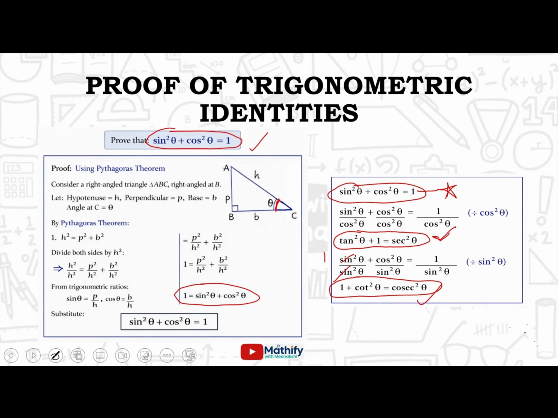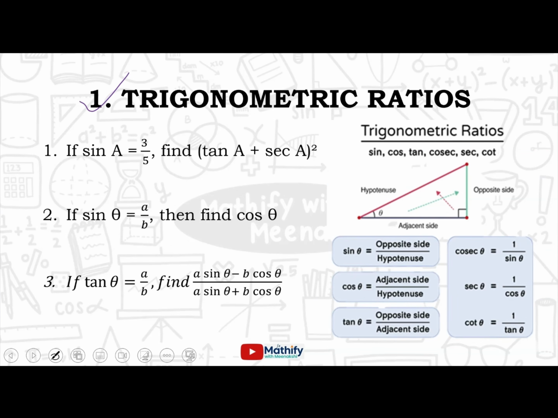Now let's move to the first topic, trigonometric ratios. As we have already discussed trigonometric ratios, sine theta, cos theta, tan theta, cosec theta, sec theta and cot theta. Let's write these ratios in terms of perpendicular and base. You know your adjacent side means base and opposite side means perpendicular.